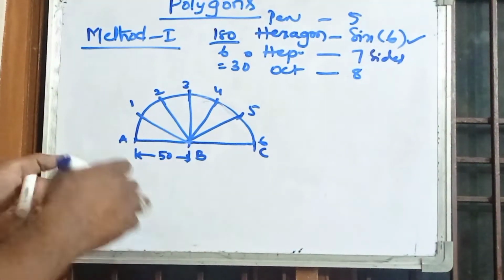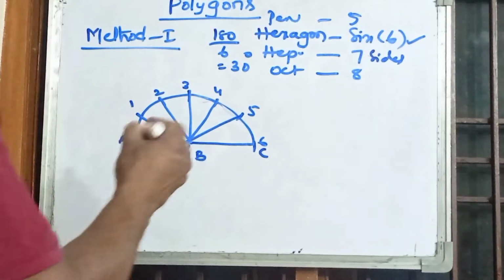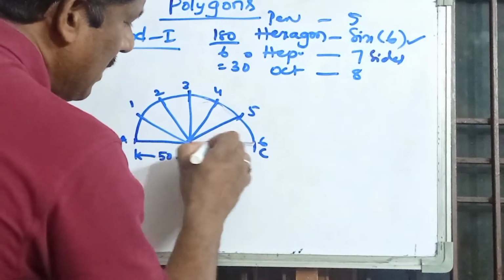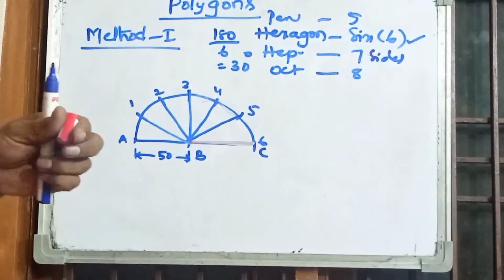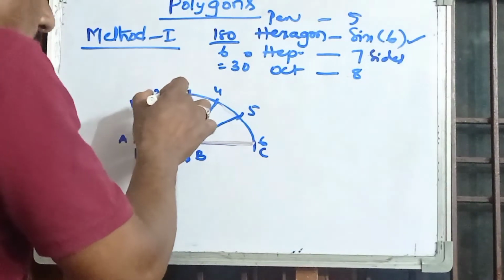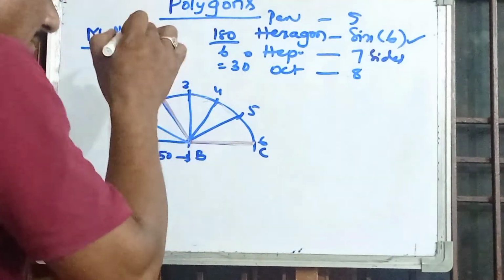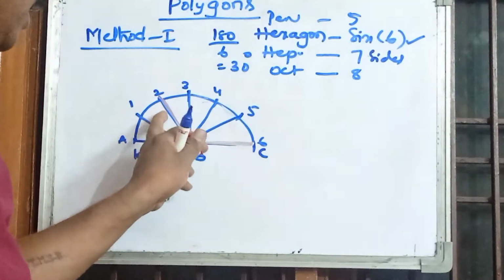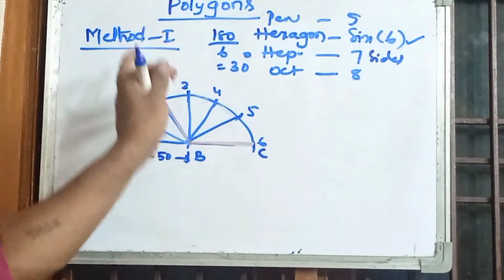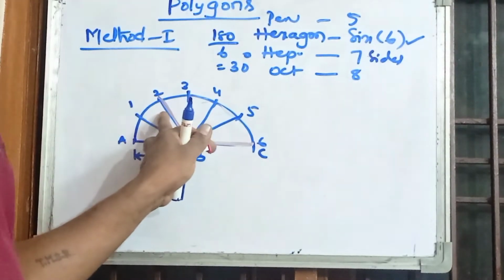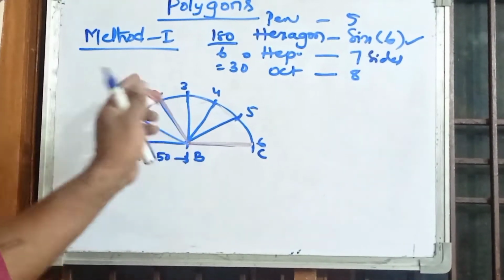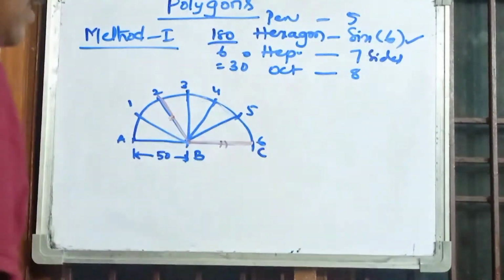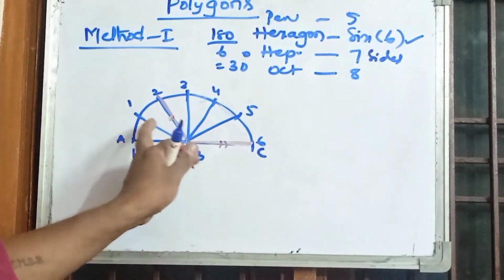Remember, here the extended base is always called one side of the polygon. The second line is also one side of the polygon. We are constructing a hexagon, so already two sides we got in method one. The second is always the reference line, and this reference line is called one side of the polygon. The extended base is also one side of the polygon, so two sides we got.